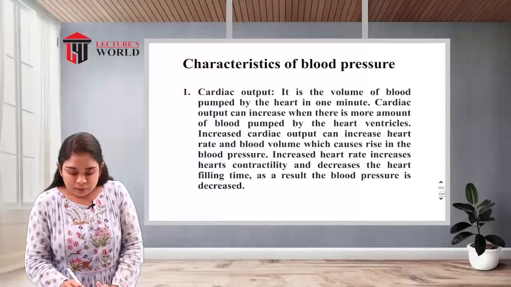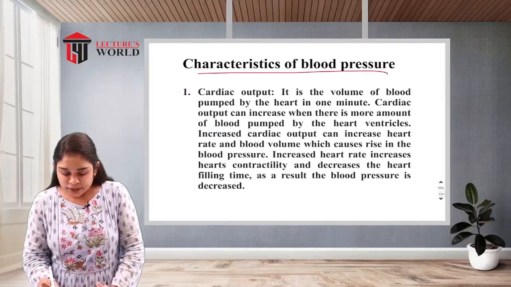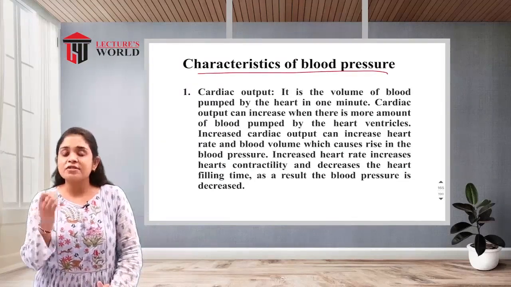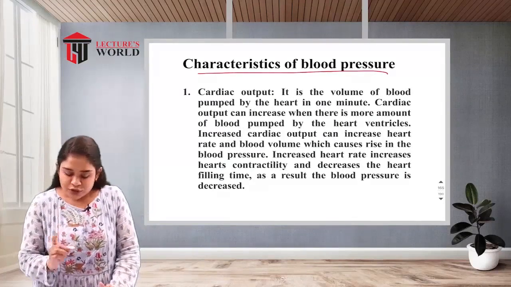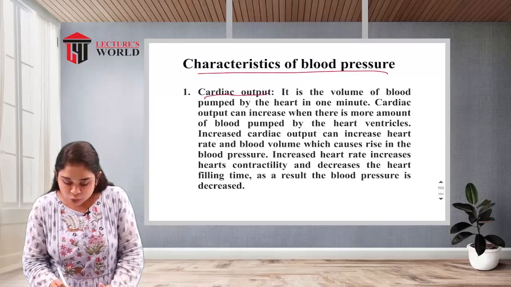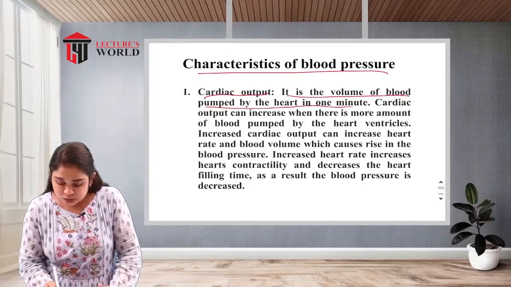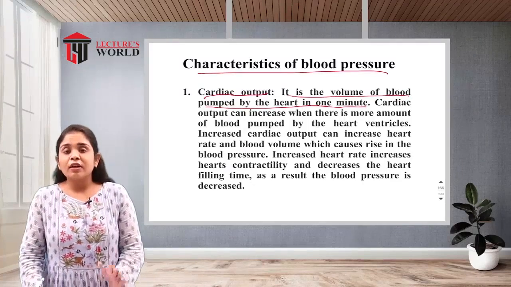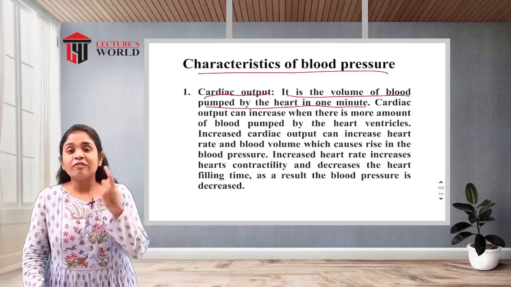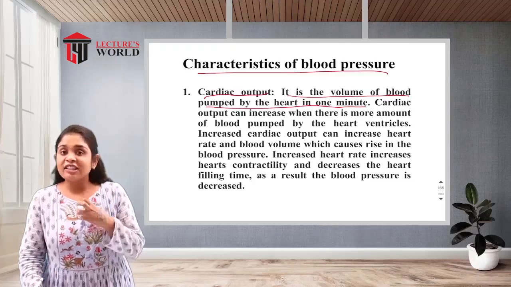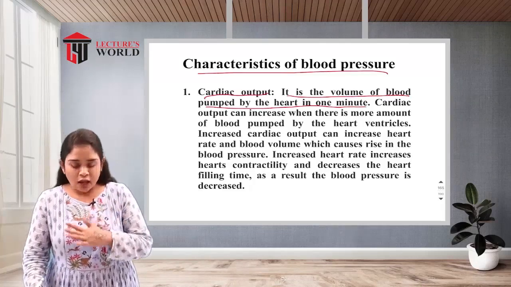Okay. Now we'll be talking about the characteristics of blood pressure. What kind of characteristics are there inside the blood pressure? First we will talk about the cardiac output. It is the volume of blood pumped by the heart in 1 minute. During the heart pumping, how much blood the heart pumps in 1 minute is known as the cardiac output.